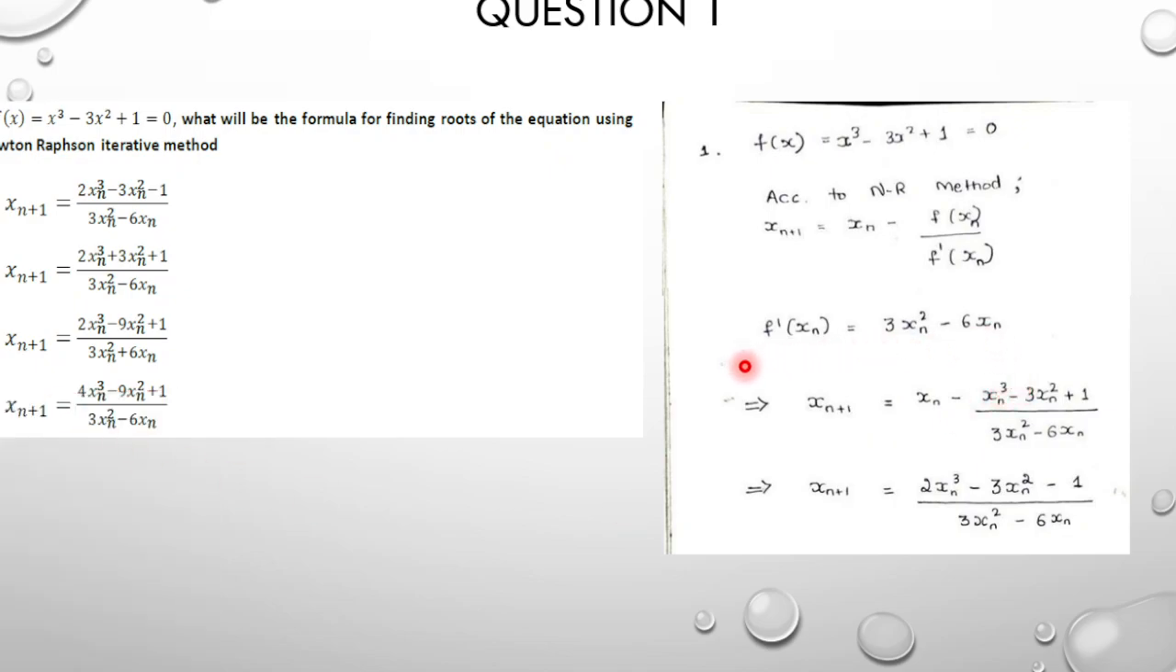Then the second part is to substitute this f dash and f in this particular equation. So you end up with xn plus 1 equal to xn minus the function divided by its derivative. If you further simplify it, you will end up with this particular equation, which is the most simplified form. If you compare it with the options given here, you can directly find out that this answer is the same as option A. So the correct answer is option A.